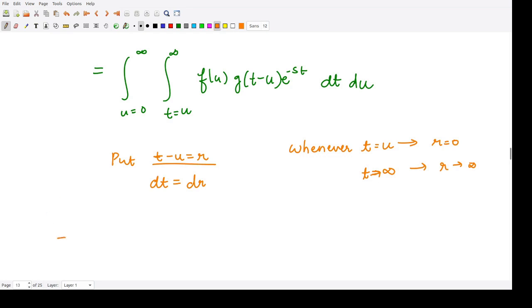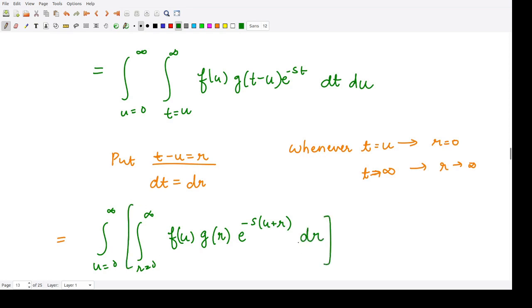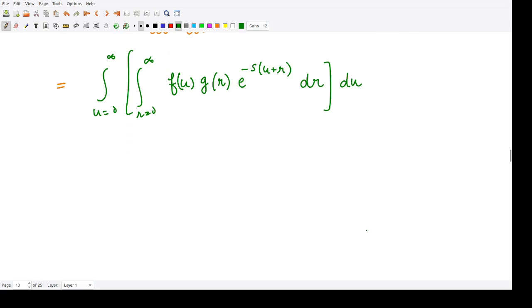So accordingly these limits change to the integration u varying from 0 to infinity, as such, but here we would have r varying from 0 to infinity, f of u g of r e to the power minus s u plus r, and instead of dt we would now have dr. So this is one integral, and another integral is with respect to u as usual.